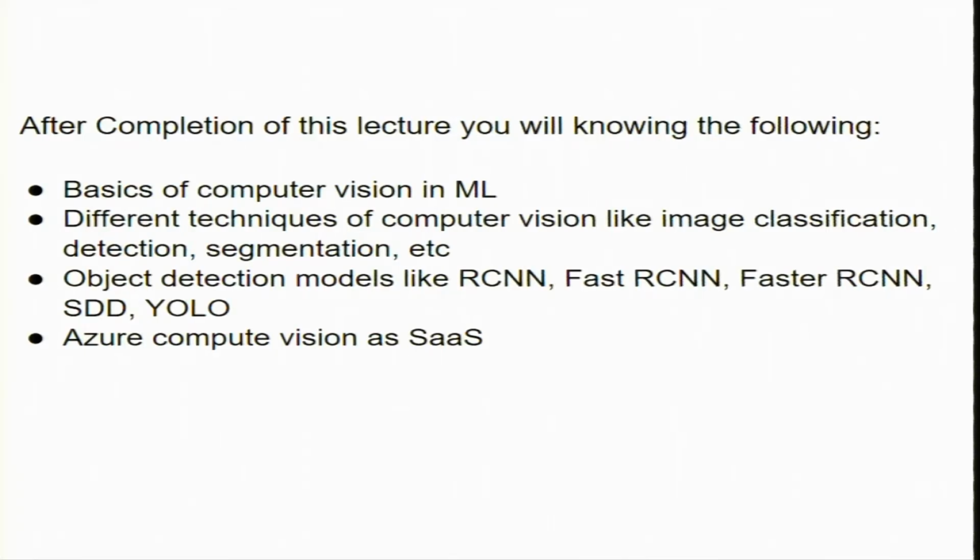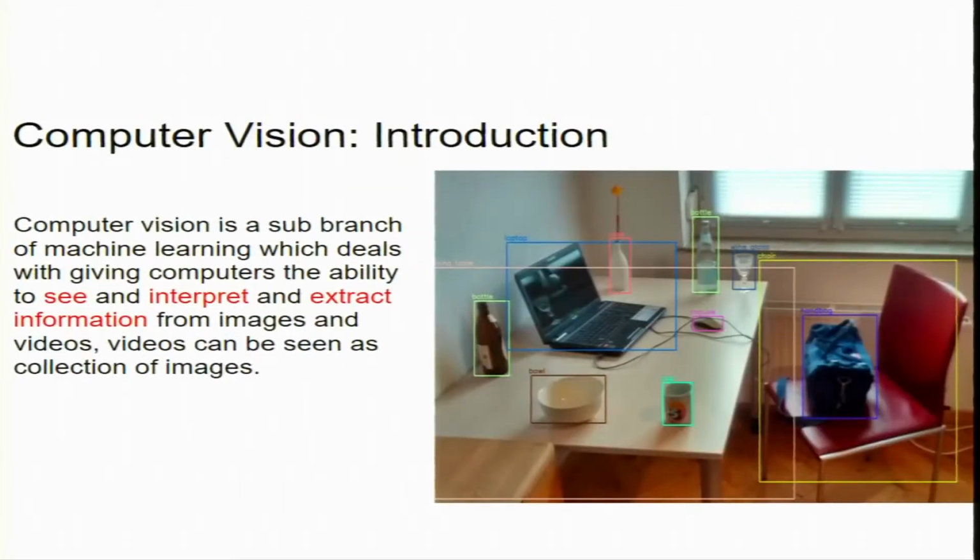In this lecture, we will cover the following topics: basics of computer vision in machine learning, different techniques of computer vision like image classification, detection, segmentation, and object detection models like RCNN, Faster RCNN, YOLO, SSD and so on. Then we will look into computer vision from Azure, that is, how that is being supported as software as a service, SaaS.